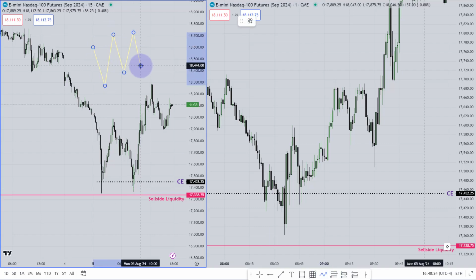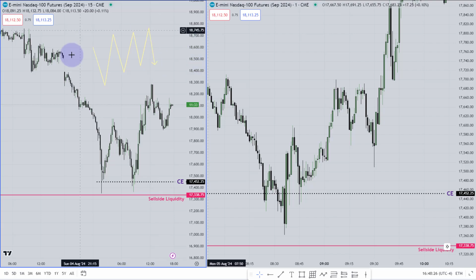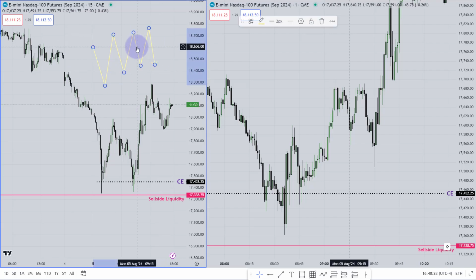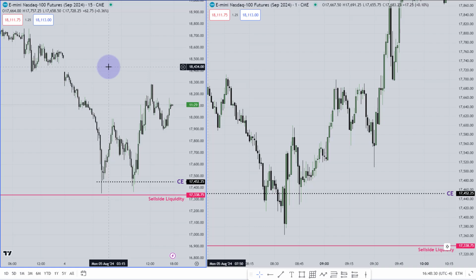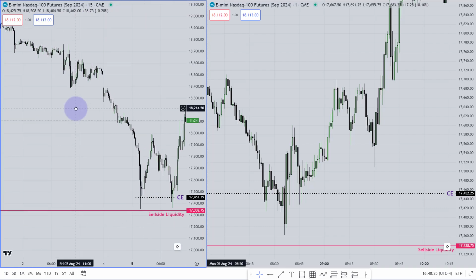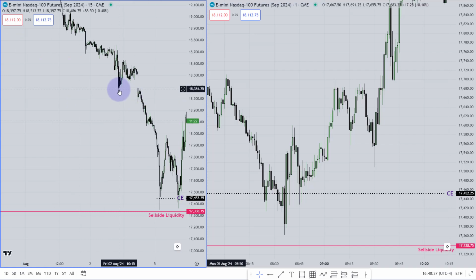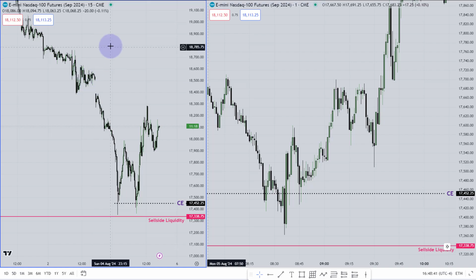So it should be doing something like this. That should be your first thinking, because of your weekly PO3. You should mark the Friday low. Now you can see this is the Friday low over there. That is the Friday. The market should stay inside the Friday range.